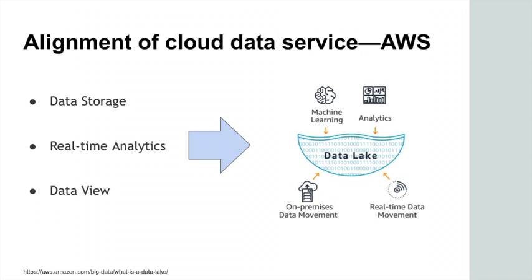So according to our requirements, there are three parts: we need to do the data storage, we need to do the real-time analytics, and we also need to show our data to our end users. Our team chose to use AWS as our cloud platform, because AWS has a service called data lake, including real-time data movement, analytics, and storage of large data. So it's a very useful thing. We want to use it to build our cloud platform.